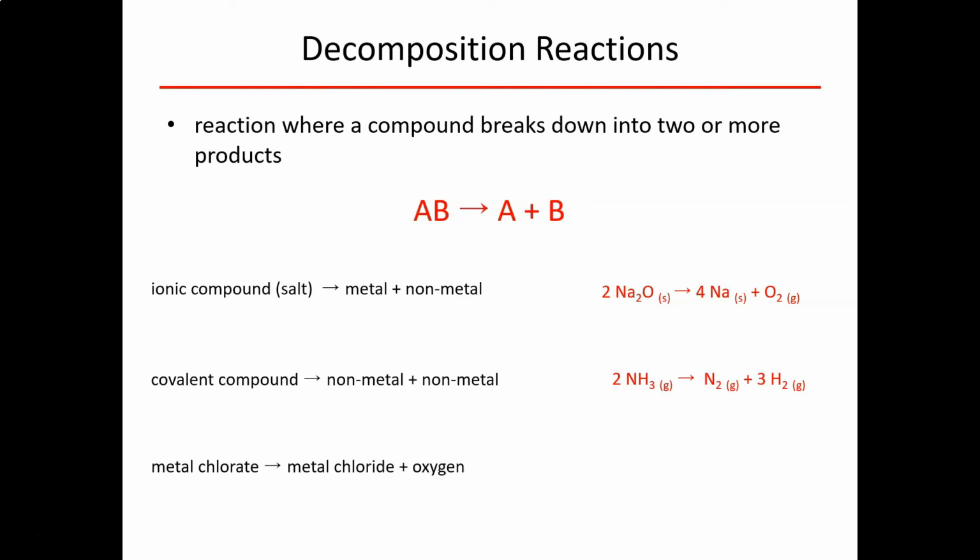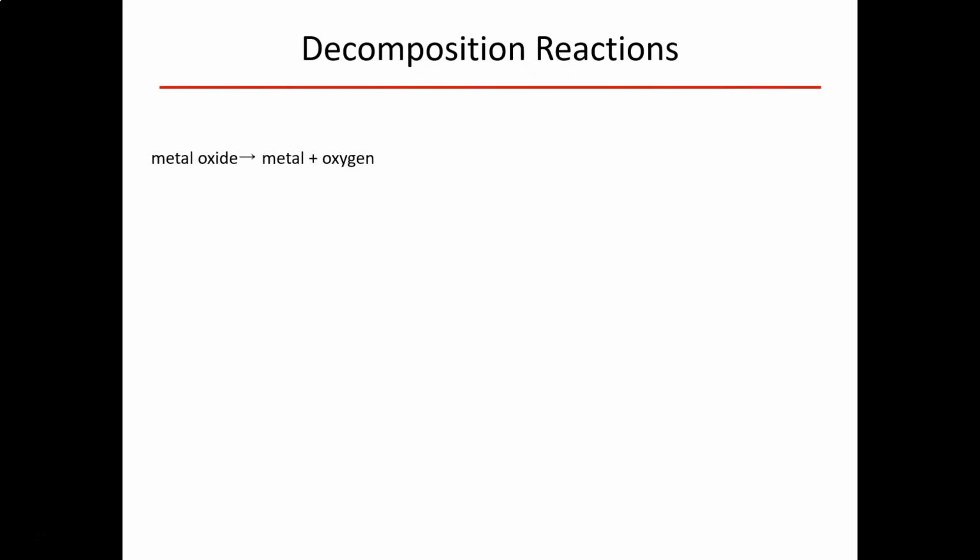My metal chlorate could break down into a metal chloride plus oxygen. So in this case, I have an aluminum chlorate. It could break down into aluminum chloride plus oxygen. A metal oxide can break down into metal plus oxygen. This is, again, just like an ionic compound breaking down into its elements.